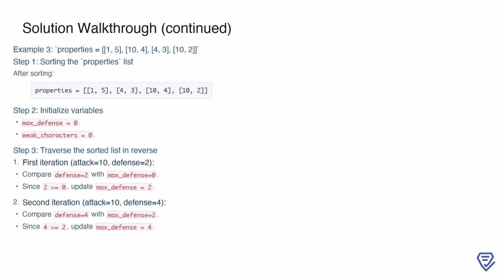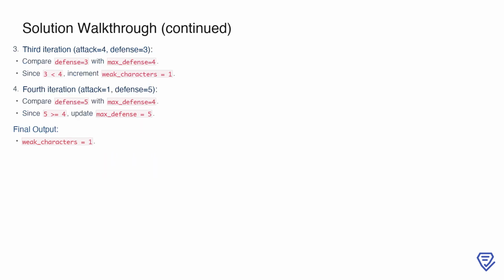Comparing its defense with max_defense equals 0, we find that 2 is greater than or equal to 0, so we update max_defense to 2. In the second iteration, we encounter another character with attack equals 10 but with defense equals 4. Comparing this defense with the current max_defense equals 2, we see that 4 is greater than or equal to 2. Accordingly, we update max_defense to 4.